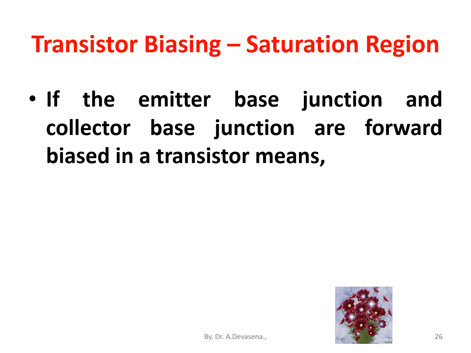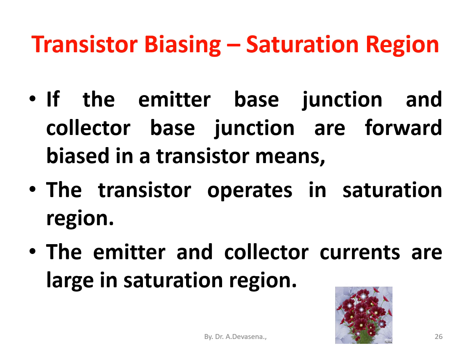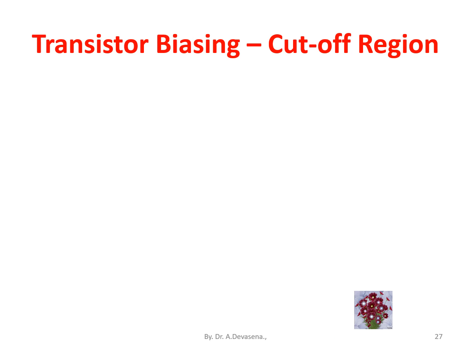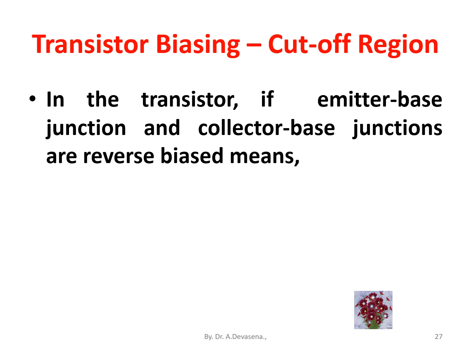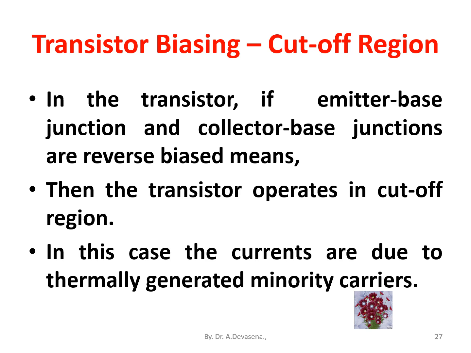Transistor biasing, saturation region. If the emitter base junction and the collector base junction are forward biased in a transistor, the transistor operates in saturation region. The emitter and collector currents are large in saturation region. Transistor biasing, cutoff region. In a transistor, if the emitter base junction and collector base junction are reverse biased, then the transistor operates in cutoff region. In this cutoff region, the currents are due to thermally generated minority carriers.